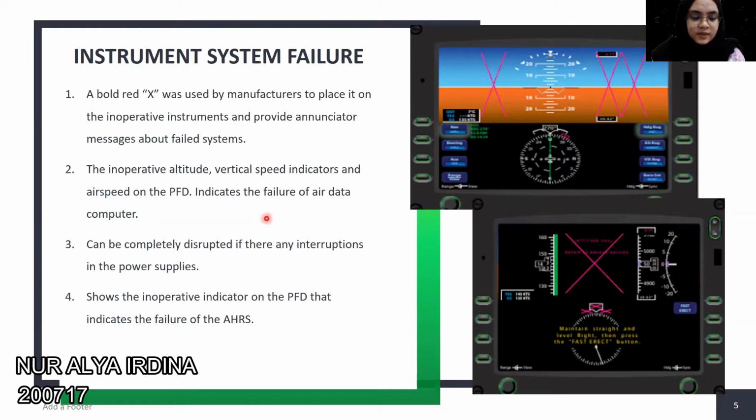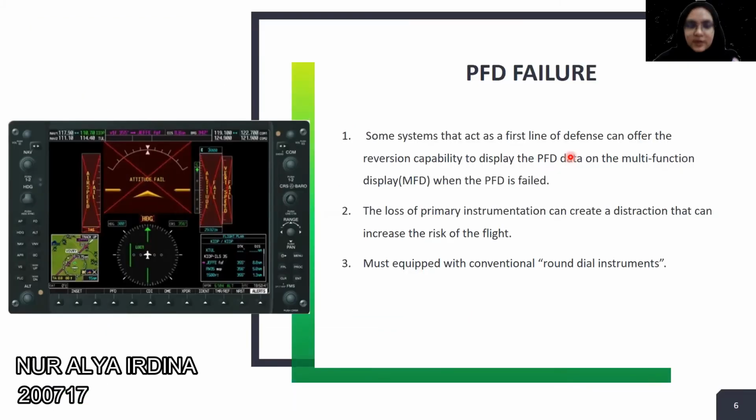So this picture shows the inoperative indicator on the PFD. Then this picture basically indicates the failure of the AHRS. So next I am going to explain about the primary flight display failure.